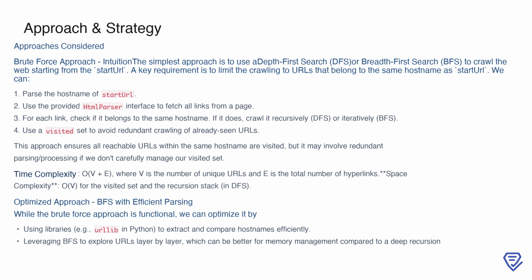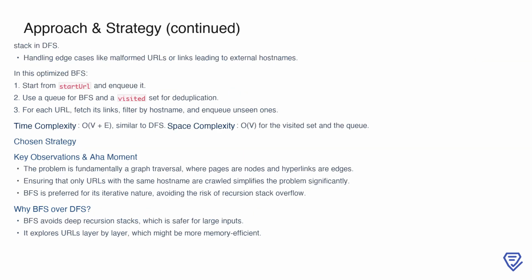While this approach is straightforward and guarantees that all reachable URLs within the same hostname are visited, it can involve redundant processing if the visited set is not managed carefully. The time complexity of this approach is O(V + E), where V is the number of unique URLs and E is the number of hyperlinks, while the space complexity is O(V), due to the visited set and the recursion stack in DFS. Now, to make the solution more efficient, we can optimize the brute force approach using a BFS strategy.